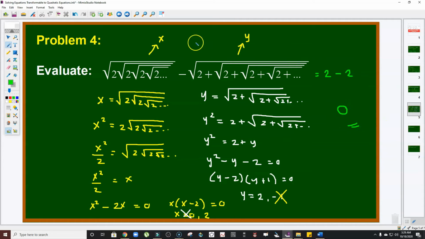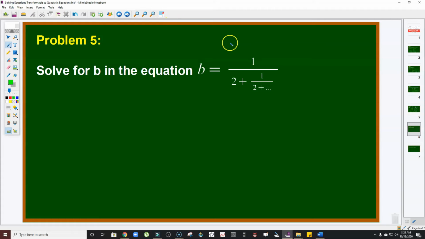See that? Okay, next, problem number 5, second to the last. B equals 1, solve for B. B equals 1 over 2 plus 1 over 2 plus and so on. You should see the pattern right away. So, let me rewrite it. B equals 1 over 2 plus, and this one here is just the same as B. That's it. As simple as that.